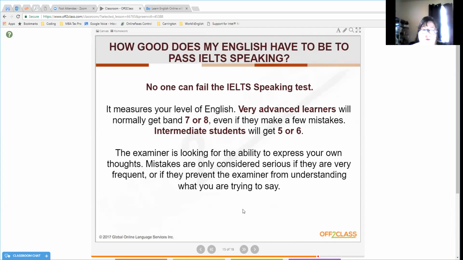So anyway, back to the IELTS. The examiner is looking for the ability that you have to express your own thoughts. You can make mistakes. They probably won't hold minor mistakes against you. Okay. If you're repeating the mistake over and over and they think that you just don't understand that particular rule or something, then they probably will count you off for that. So if you're repeating a grammar error over and over, you'll probably lose points. Okay.